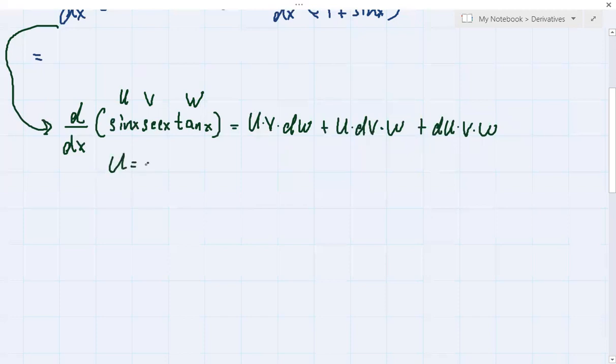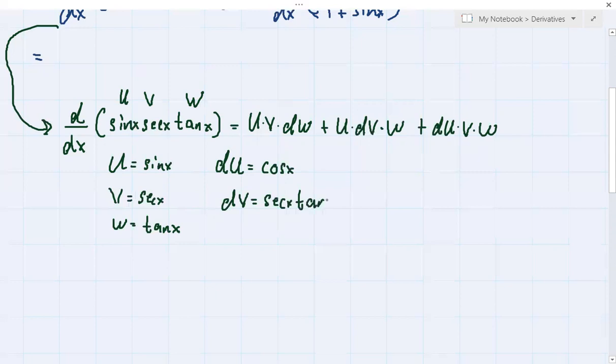So, now let's substitute. Yung U mo, si sin x. Yung V mo, si secant x. Then si W, si tangent x. So, kunin natin derivative ng U or derivative ng sin x, we have cosine x. Next, kunin natin yung derivative ng V mo or derivative ng secant x, which is secant x times tangent x. Lastly, kunin natin yung derivative ng W mo, which is derivative ng tangent x. In other words, we will have secant squared x.